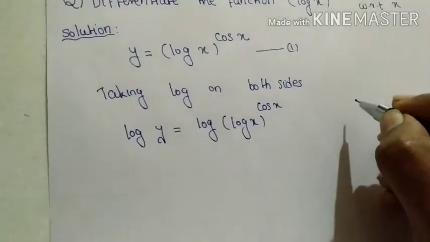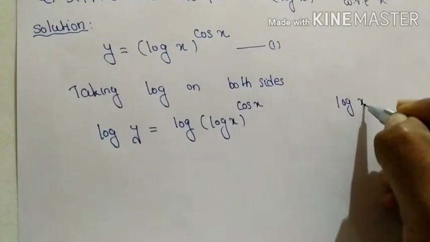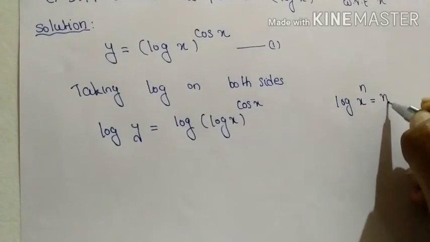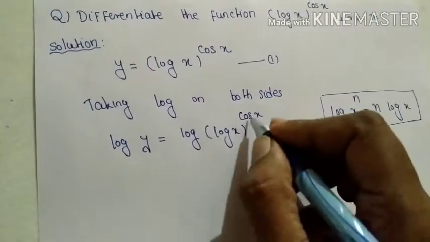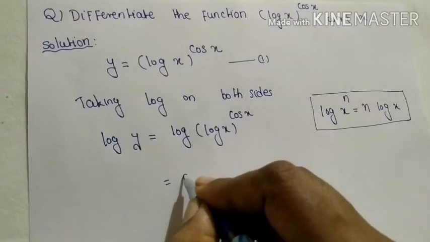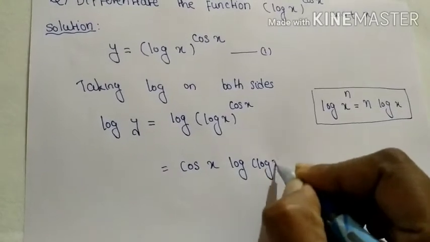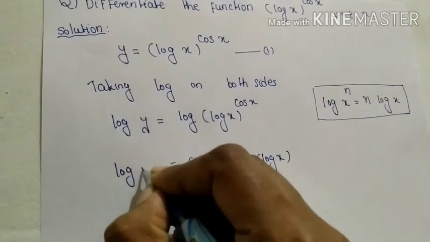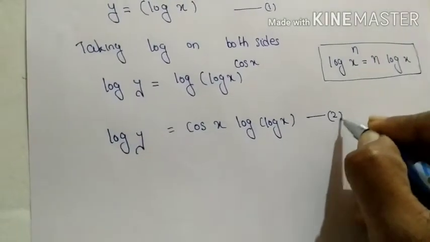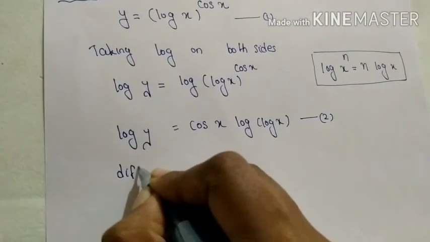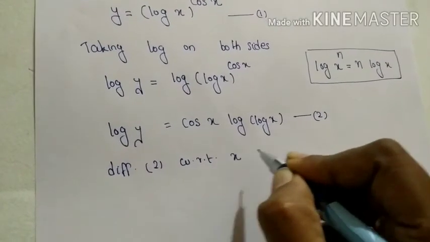And we know that one of the properties of logarithm is log x raised to n can also be written as n into log x. By using this property, convert this into cos x log of log x. Okay. Next again, let us name it as equation number 2. Differentiate equation number 2 with respect to x on both sides.